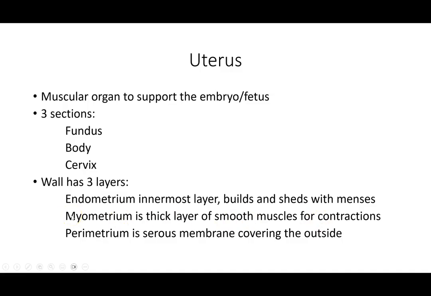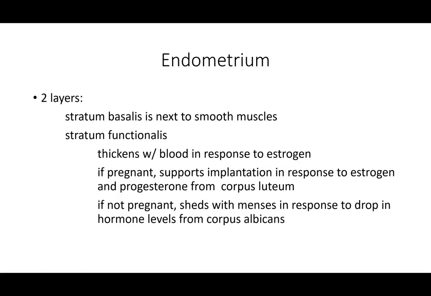The next layer, the middle layer, is the myometrium. This is a very thick layer of smooth muscle tissue. It is going to contract during labor to help push the baby out. This is also contracting during period cramps, triggered by certain hormones that are being produced. And then the perimetrium is the serous membrane covering the outside, so this will be fused in with that broad ligament, helping to anchor everything in place.